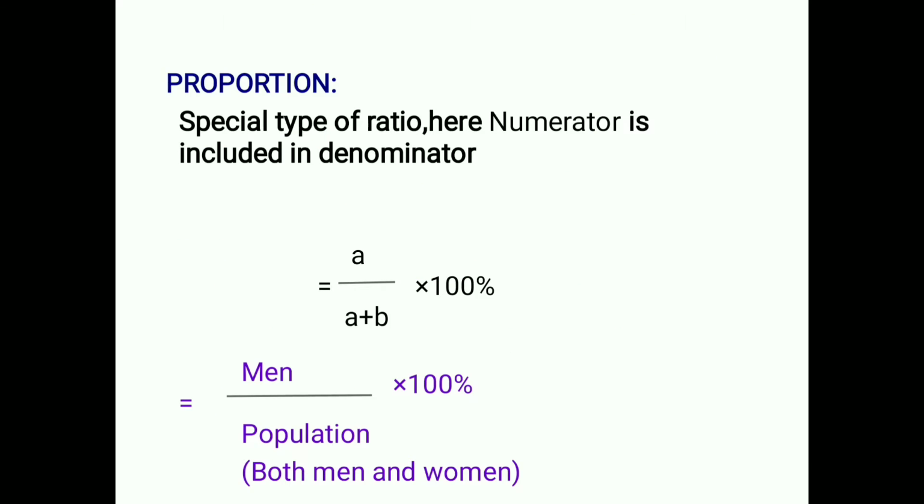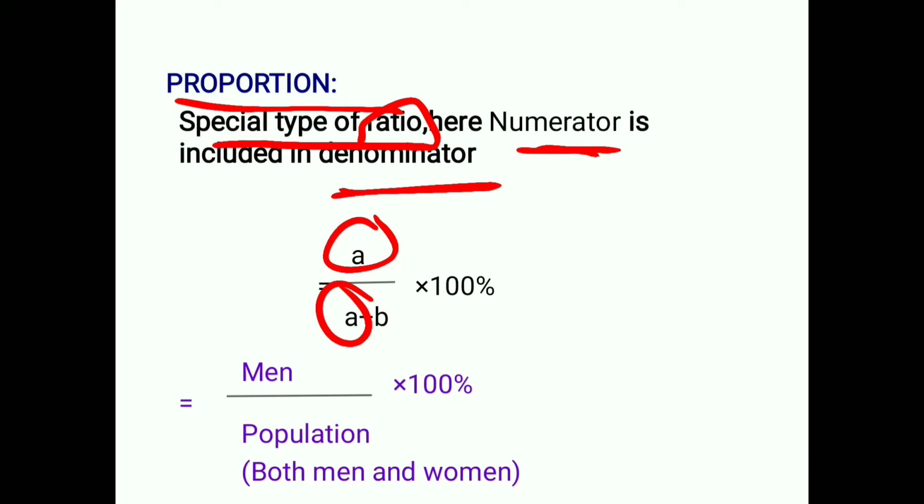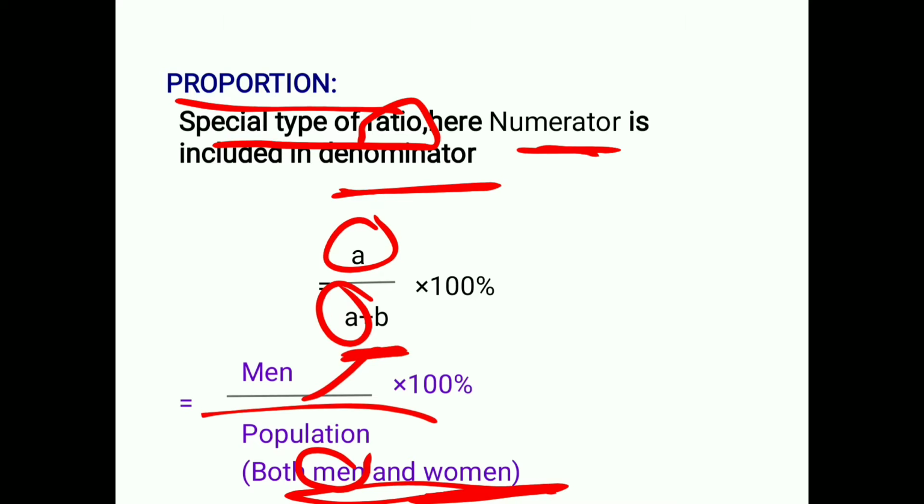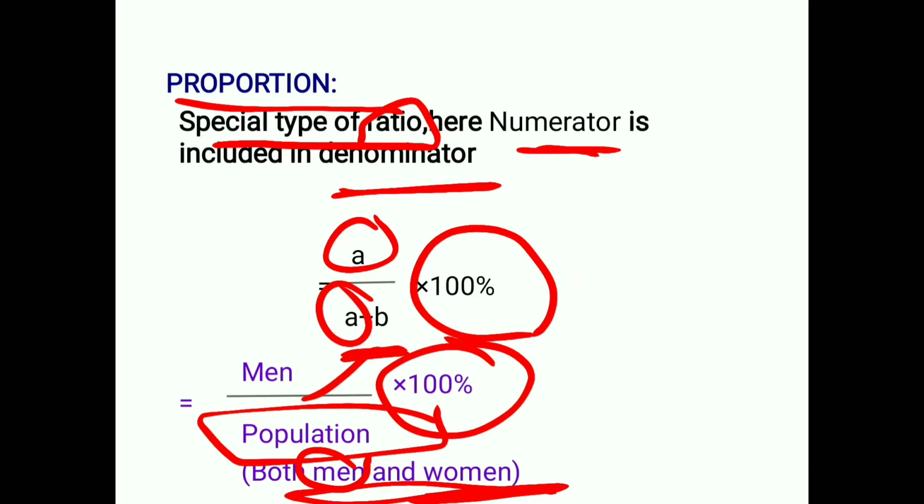And next is proportion. A special type of ratio where the numerator is included in the denominator. Numerator A is included in the denominator. Men divided by population; here, the population is both men and women. Proportion should be expressed as a percentage.